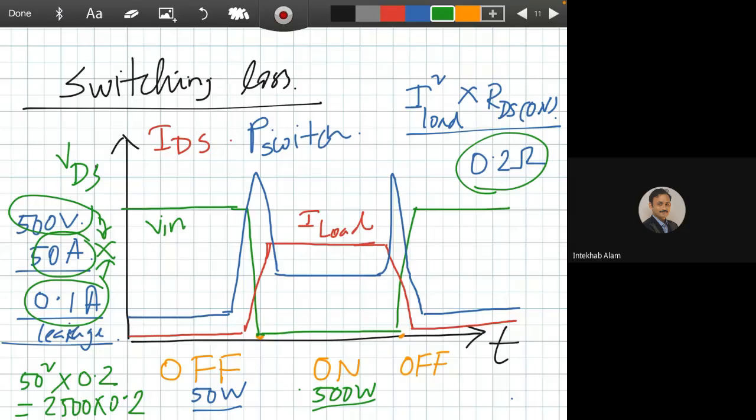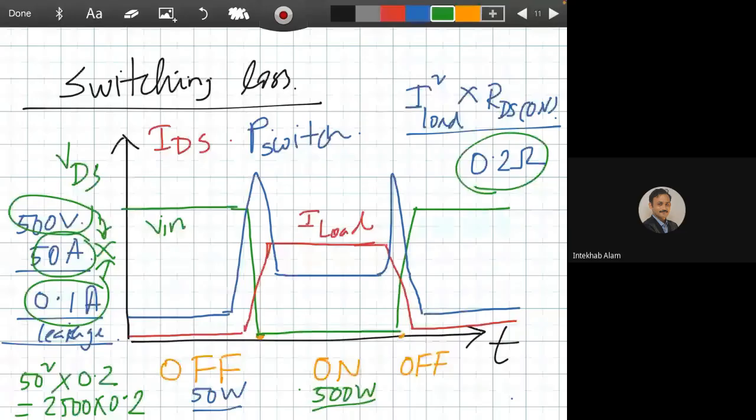Okay, do you have any question? Can you hear me? Yes, sir. So each cycle has a loss of around 550 watt for each switch.